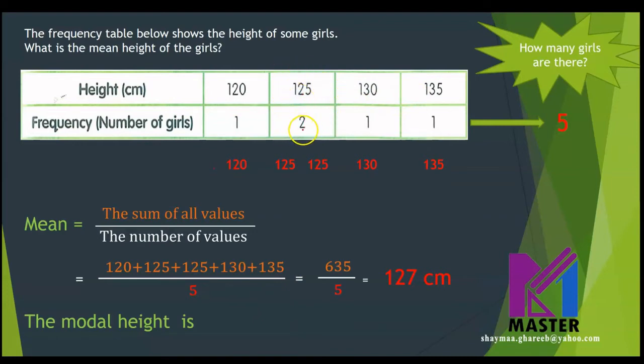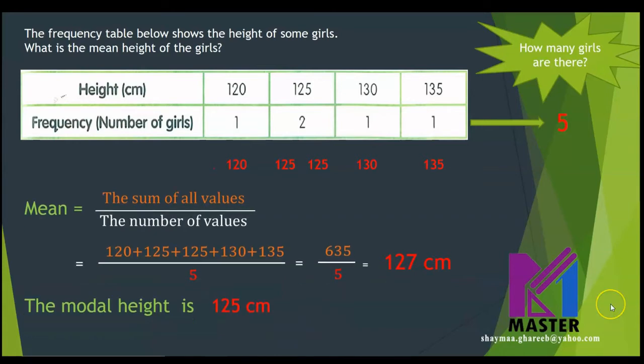125 is repeated 2 times. So the mode height will be 125 centimeter. What about the median value? The median, we said, is the number exactly in the middle after we arrange all the values from the smallest to the biggest. We already arranged the values here. So we are going to cross the smallest with the biggest, the smallest with the biggest. Then we will have a number exactly in the middle, which is 125 centimeter as well.